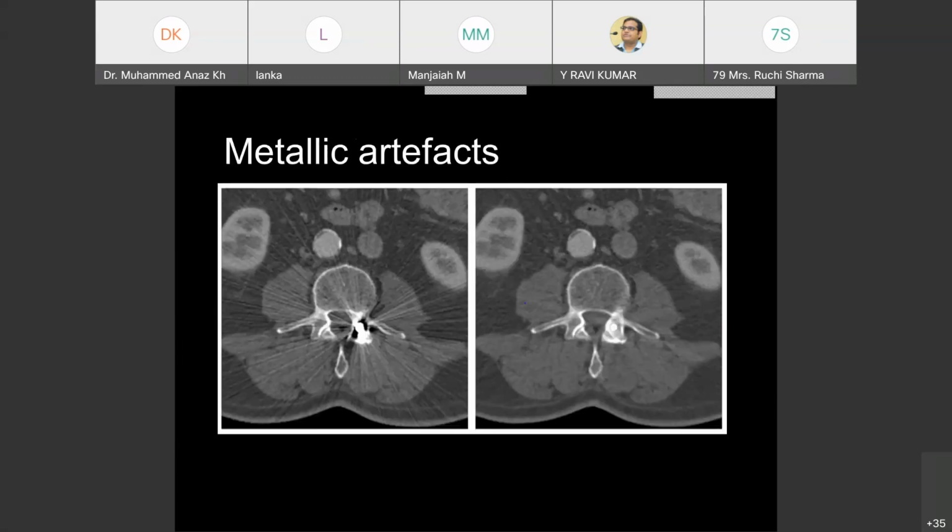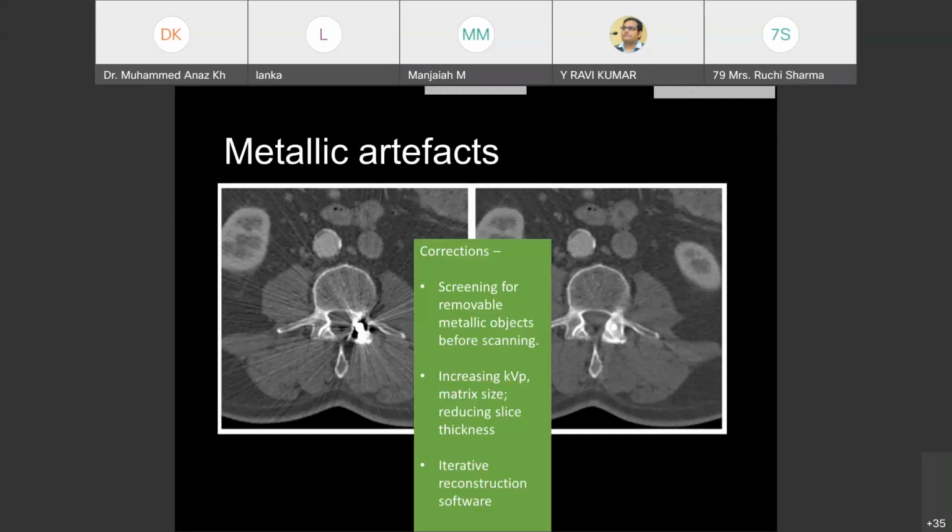Then I spoke about metallic artifacts, like some woman may be wearing an earring, and how it disturbs the whole image. For this again, you need to use some calibration methods to isolate it. In the second figure, they have used calibrated strategies to improve the image. So correction C is screening for removable metallic objects before scanning, increasing kVp, matrix size, reducing slice thickness, and iterative reconstruction software. All these strategies are used.